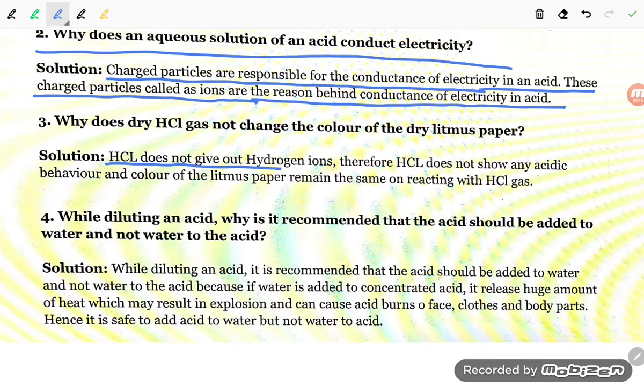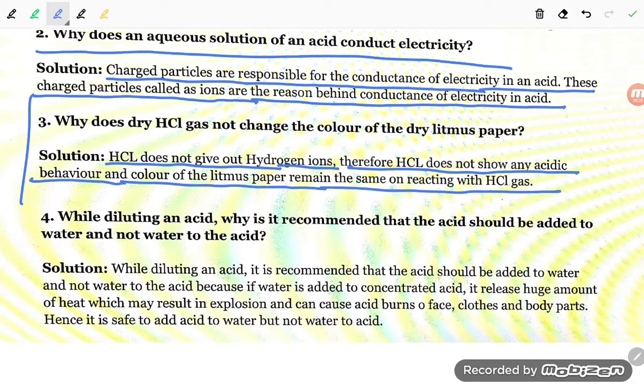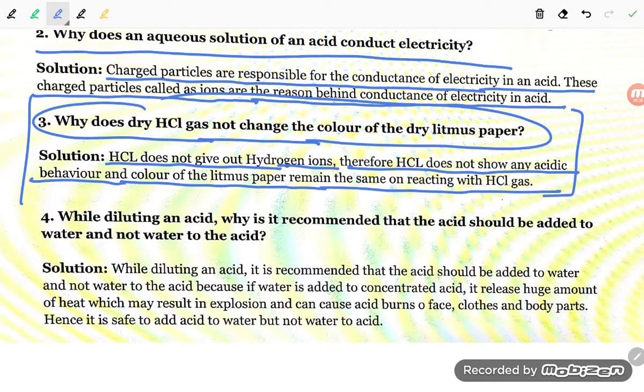HCl does not give out hydrogen ions, therefore HCl does not show any acidic behavior, and the color of the litmus paper remains the same on reacting with HCl. Okay, so these are our answers. Why does dry HCl not change the color of dry litmus paper? Because it is not dissociating, student. HCl does not give hydrogen ions, therefore it does not show any acidic behavior, and the color of the litmus paper remains the same.